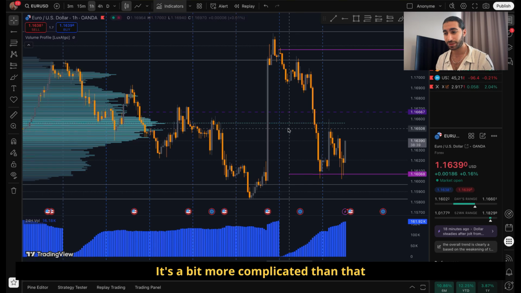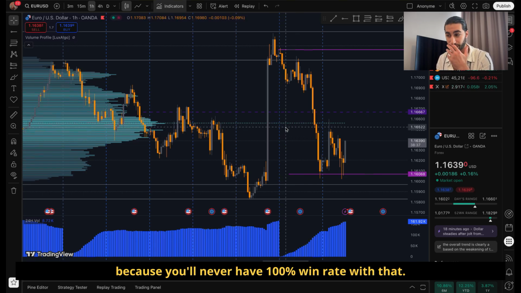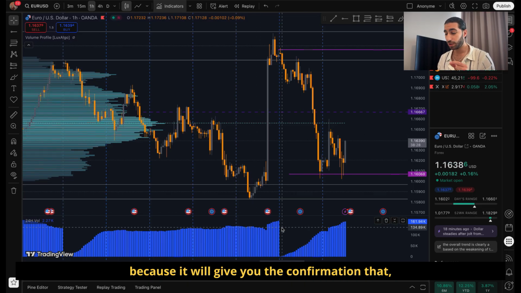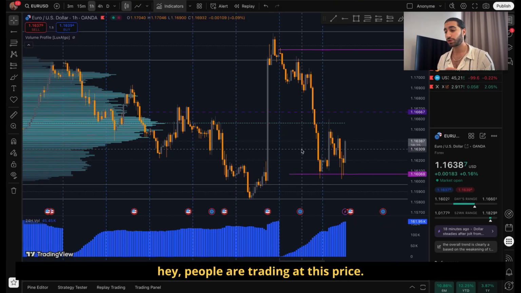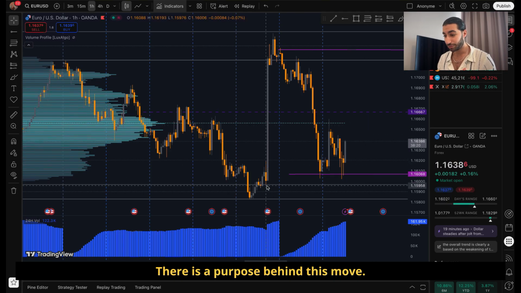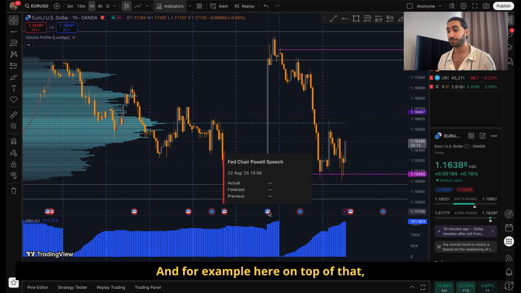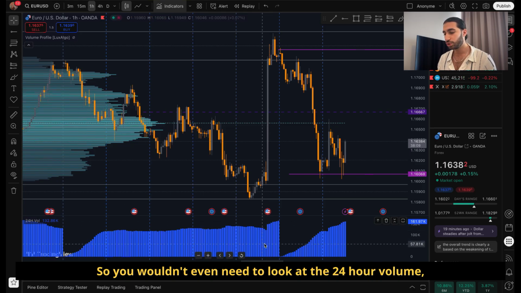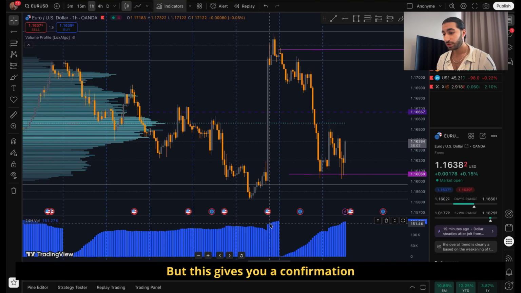It's a bit more complicated than that because you'll never have a 100% win rate with that, but this will absolutely help you as much as it can because it will give you the confirmation that, hey, people are trading at this price, people like this particular price, there is a purpose behind this move. And for example, here on top of that, you see Fed Chair Powell's speech that made the price move. So you wouldn't even need to look at the 24-hour volume, right? But this gives you a confirmation that this move has a certain purpose.